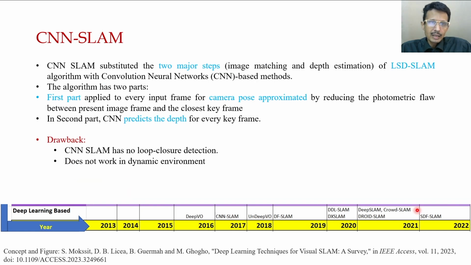CNN-SLAM basically substitutes the two major steps of the LSD-SLAM algorithm, image matching and depth estimation, with CNN-based methods. The algorithm has two major parts. In the first part, for every input frame the camera pose is approximated by reducing the photometric error between the present image frame and the closest keyframe. And in the second part, the CNN predicts the depth of every keyframe. The main drawback is that CNN-SLAM has no loop closure detection and does not work with dynamic environments.